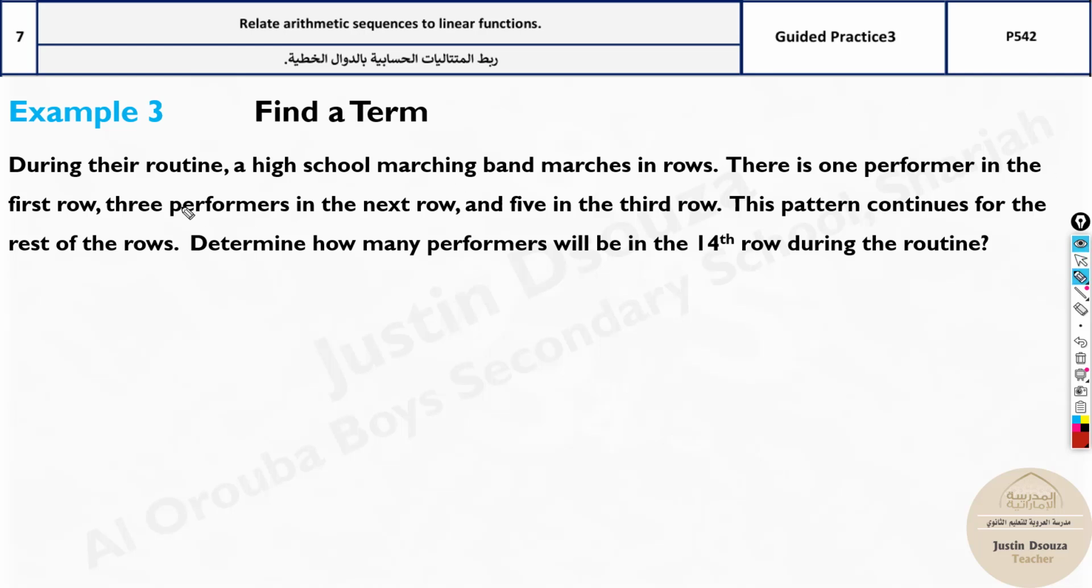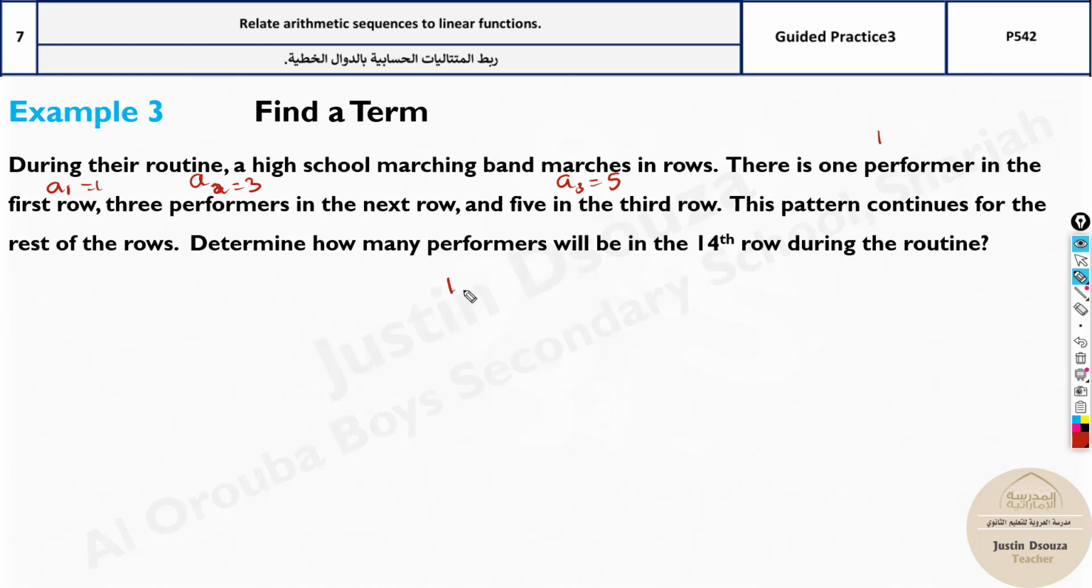During their routine, a high school marching band marches in rows. There is one performer in the first row. This is the first row, A1, which is 1. There are 3 performers in the second row, so A2 is equal to 3. And 5 in the third row, A3 is 5. This pattern continues for the rest of the rows. Determine how many performers will be there in the 14th row.